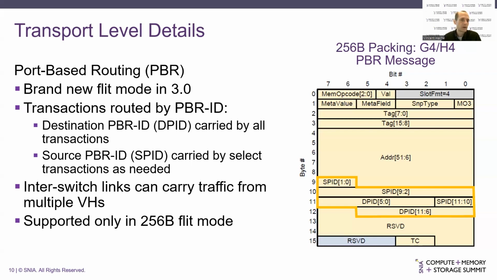This is how we're able to get inter-switch links, those switches inside the fabric, and allow them to carry traffic from multiple virtual hierarchies. This is supported only in 256-byte flit mode. And you can see on the right the additional fields that have been added to the transactions for SPID and DPID.